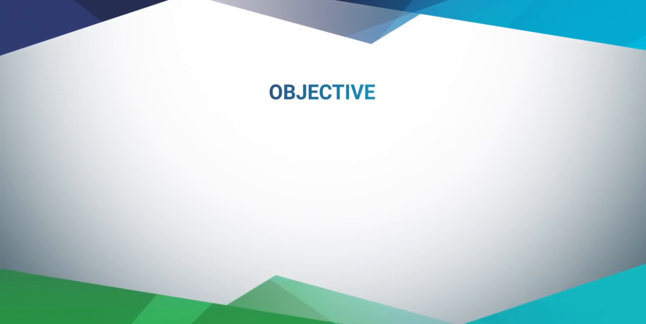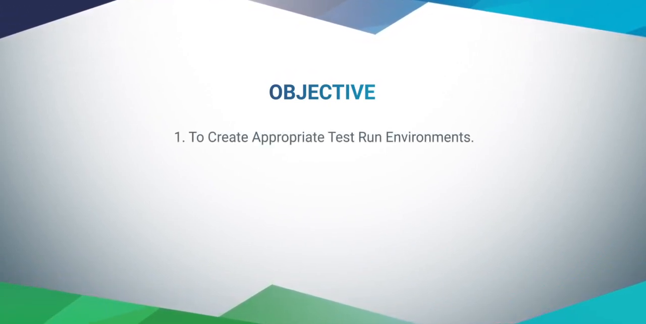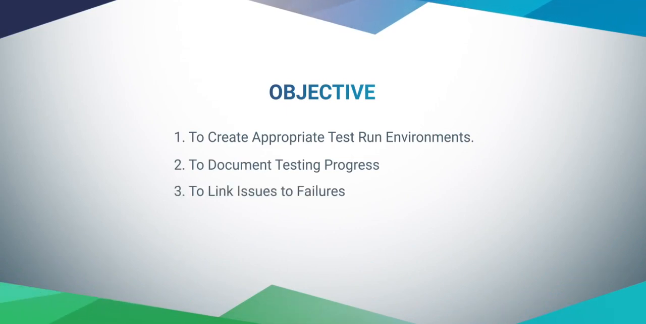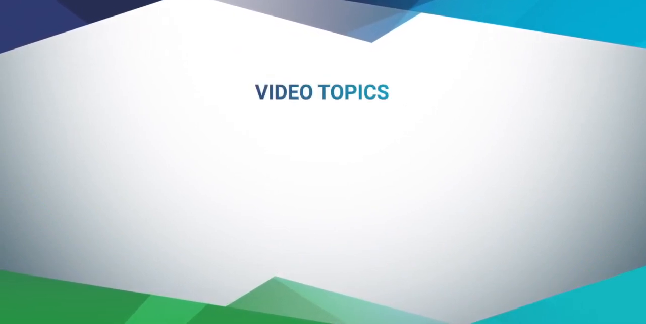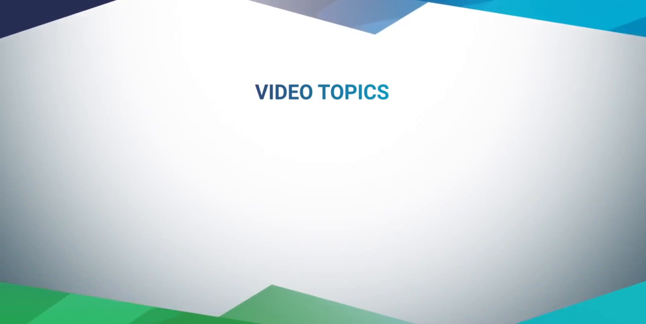The objective in this test execution video is to create the appropriate environment for running each test, to document testing progress, and link the appropriate issues to failed executions. To complete this objective inside of QMetry Test Management, you can apply the following topics discussed in this video.